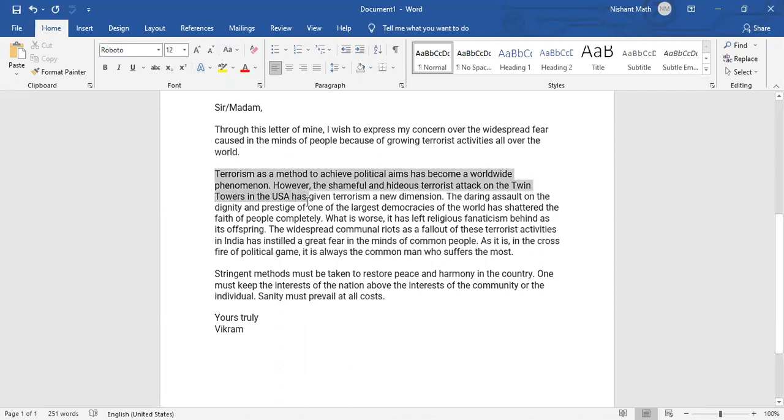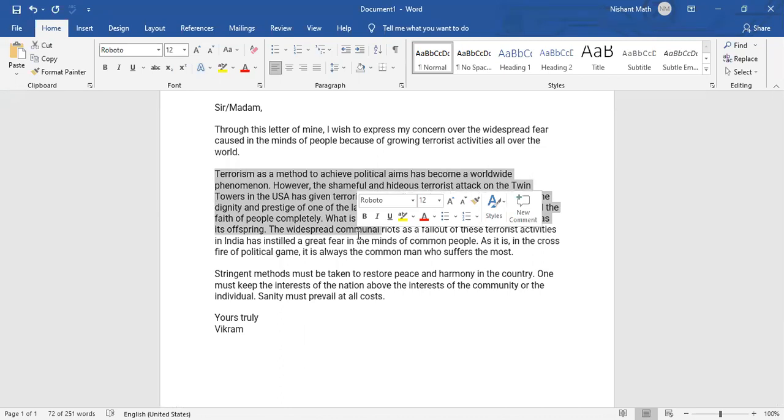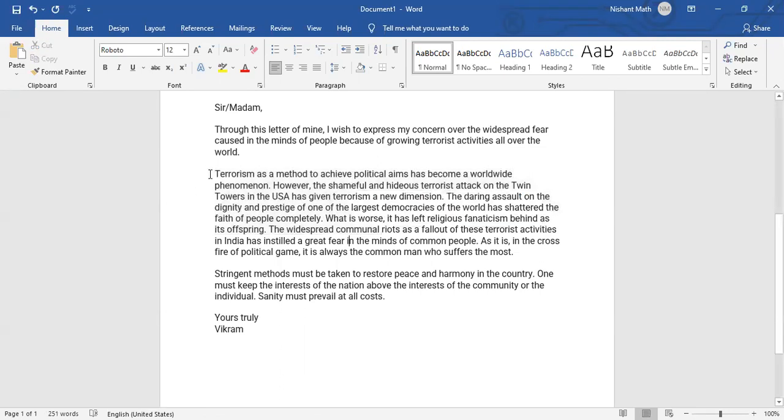Second paragraph is about explanation of the subject line, which is already described for you. If you are connected to the classes, lively from mind, you will remember it. Terrorism as a method to achieve political aims has become a worldwide phenomenon.